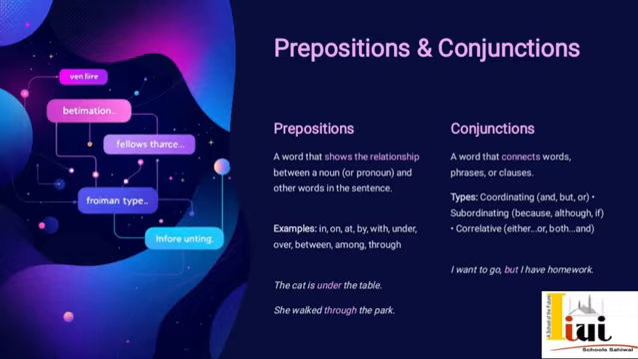Next topic is preposition. A preposition is a word that shows the relationship between a noun and other words in the sentence. A preposition is basically a small word used before a noun, pronoun, or phrase to show its relationship to another word in the sentence.